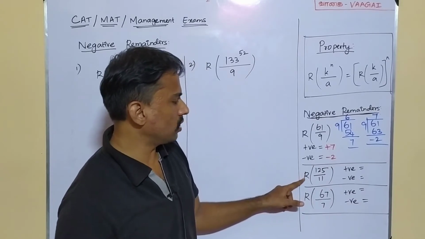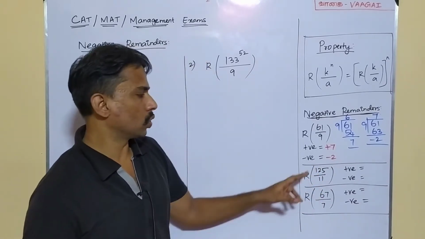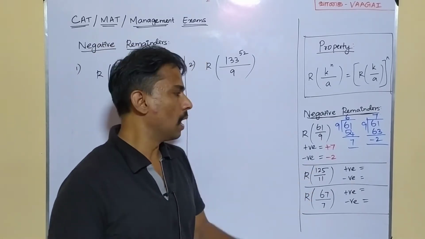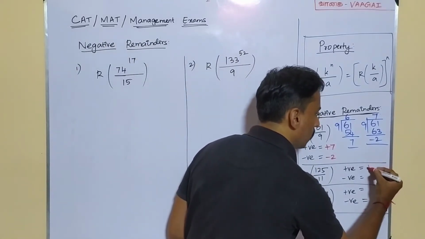So what's the remainder when 125 is divided by 11? That we will see now. So 125 by 11, we can go up to 11 elevens are 121. So that means my positive remainder will be plus 4. No doubt in that, right? So it will be plus 4.